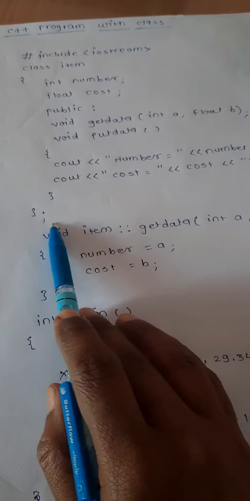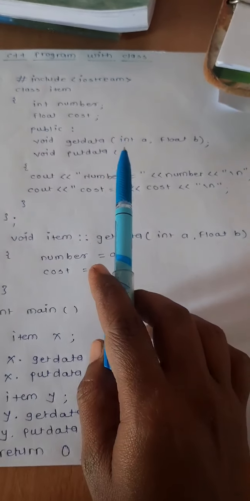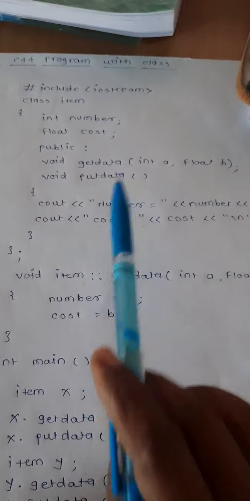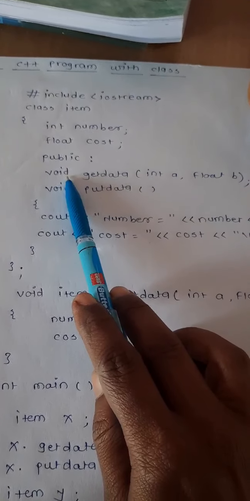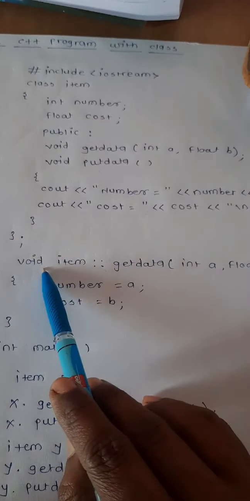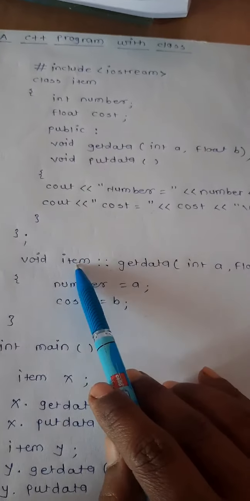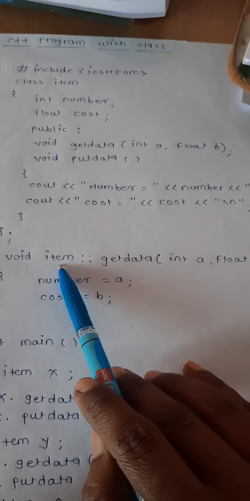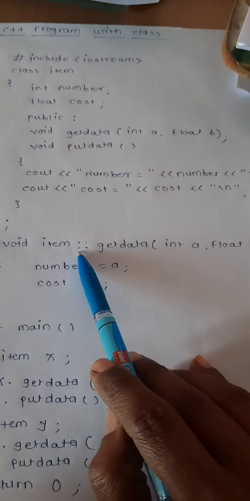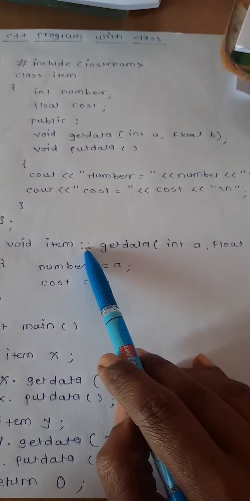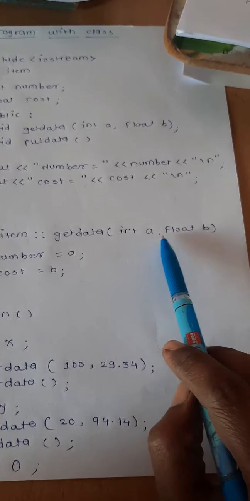So the semicolon is here. In the next line we define the getdata function. Here we just declared the getdata function, and at this line we define it. So void, the return type of this getdata function we take as it is, then the name of the class, item. As we define this getdata function out of the class, we need to write which class this function belongs to. So here item, then the scope resolution operator, because we write this definition out of the class, then the name of our function, and these are the argument list.